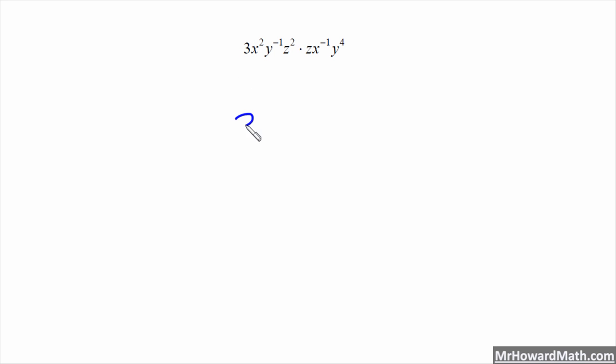There aren't any others, so I'm going to write that first. And then I'll just go in alphabetical order. So I have an x squared. That's this x squared. So I'm going to start marking them out as I write them. There's an x to the negative 1 right there, so I'll mark that one out. I've got that one down.